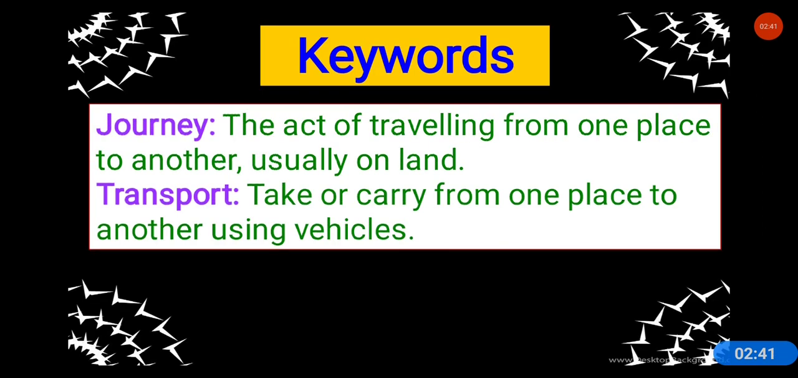These are the keywords. There are two keywords in this lesson plan: journey and transport. Journey means the act of traveling from one place to another, usually on land. And transport means to take or carry from one place to another using vehicles. Right.